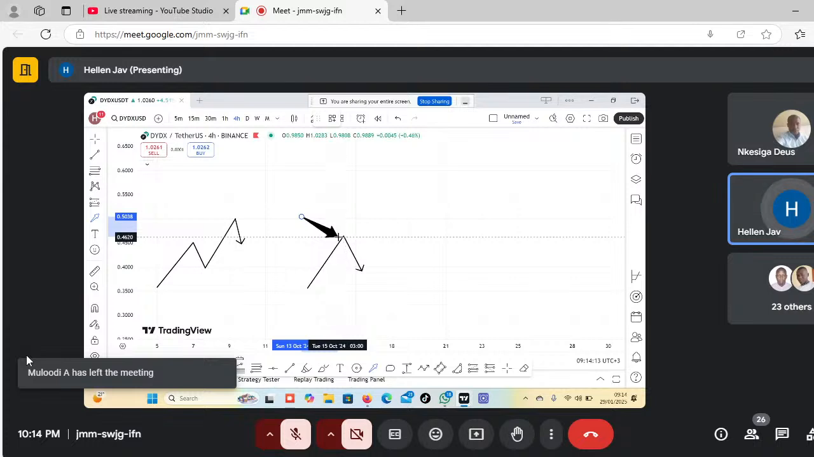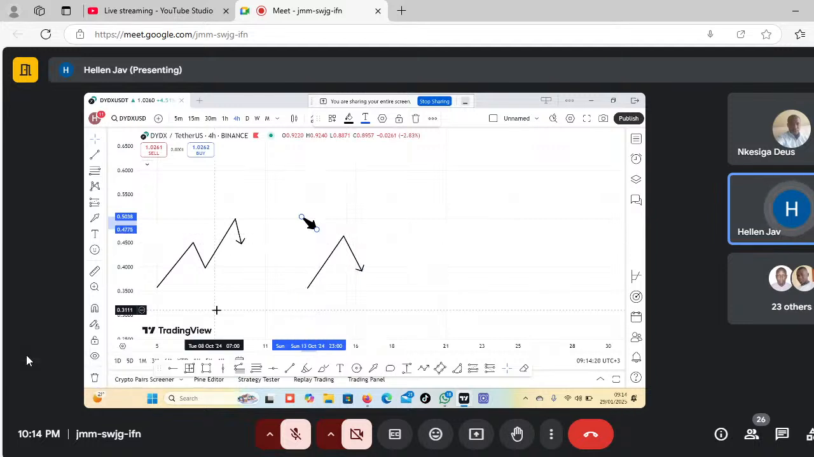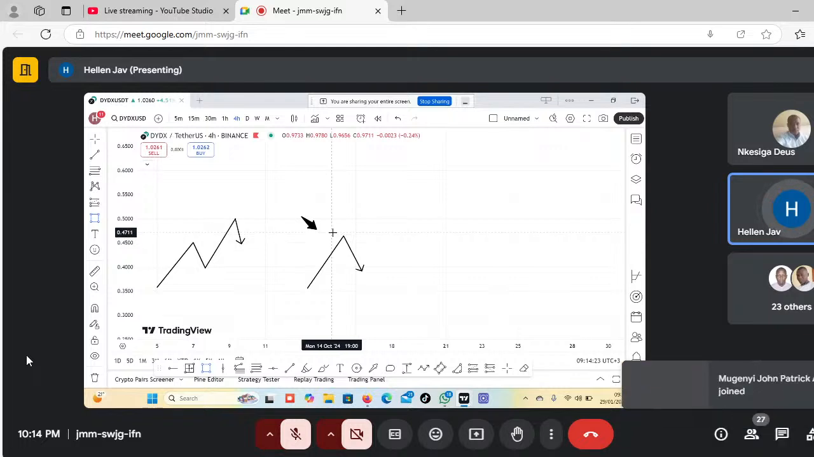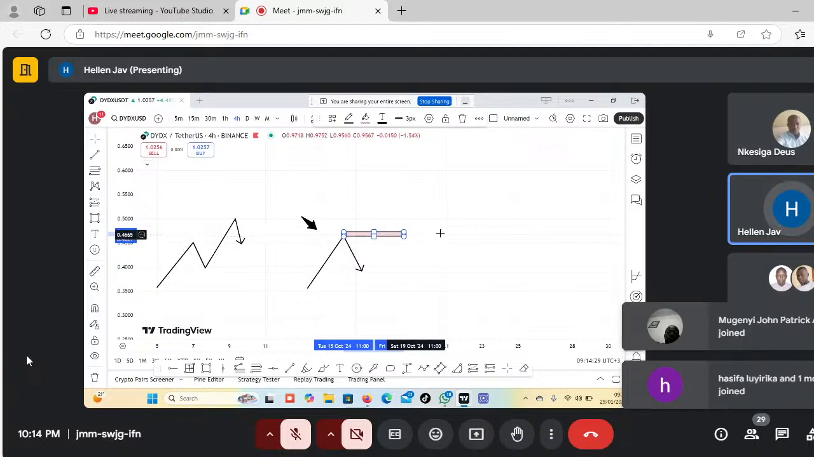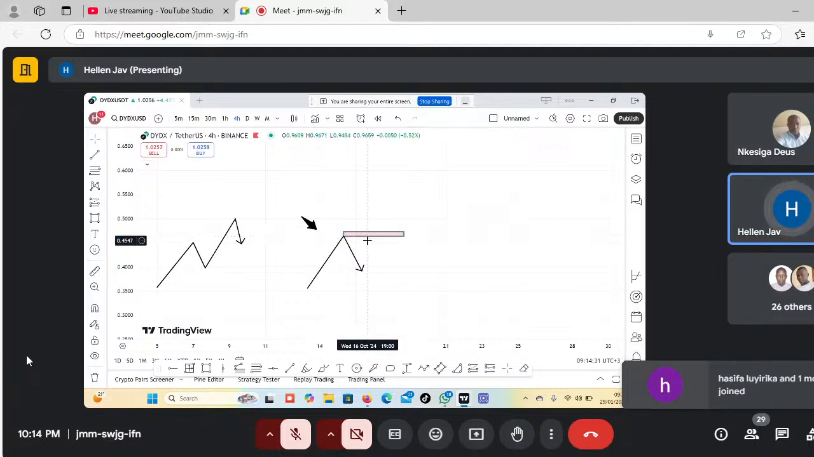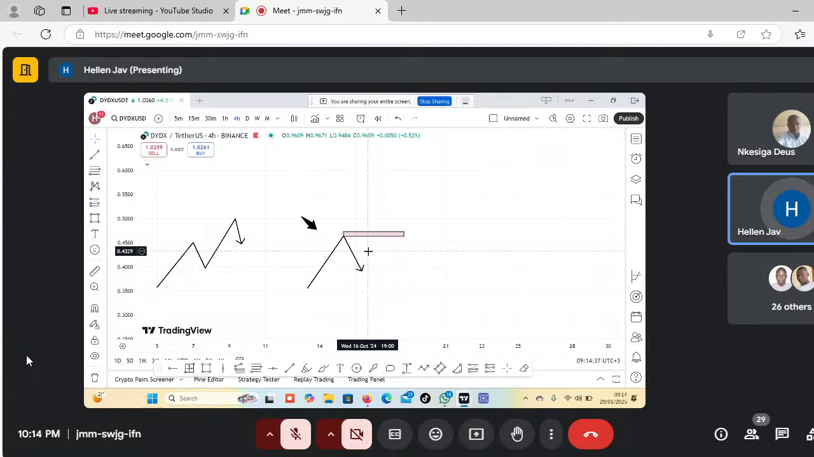So you can come and draw your resistance, because we are seeing the market is failing to go beyond this point. You can draw it with anything you want. So after you have drawn your resistance, what's next? Remember, we already confirmed the trend. Don't forget that. We have confirmed that the market is in an uptrend.